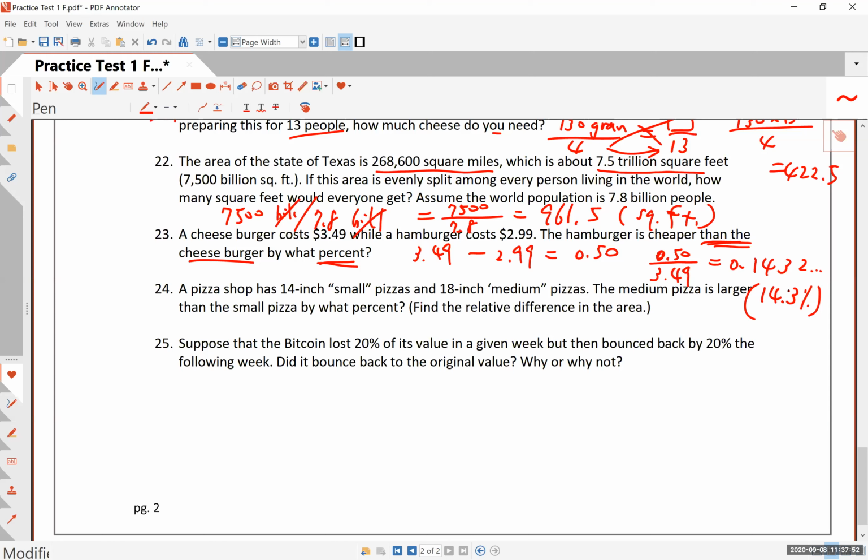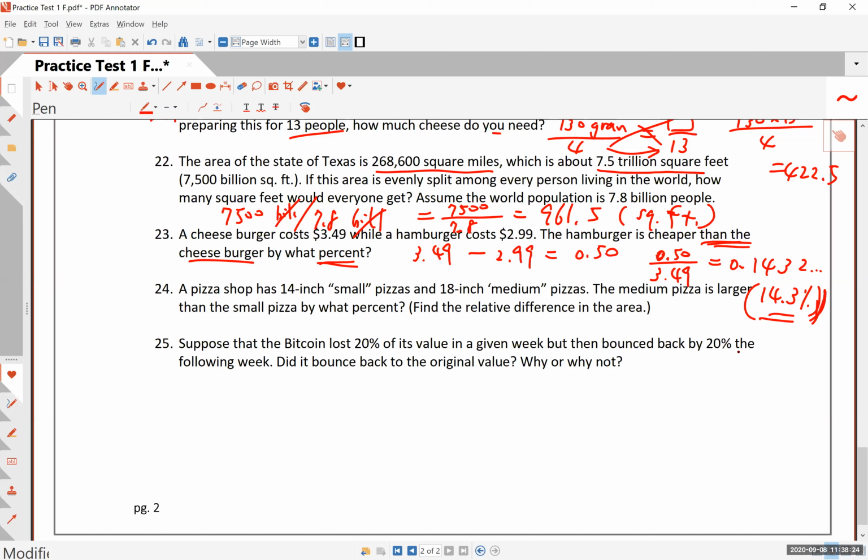Get that? Now, the tricky thing is you cannot use this number in the reverse way. You cannot say that the cheeseburger is 14.3% more expensive than the hamburger. The number will be bigger than this, because in that comparison, the price of the hamburger would be the reference number. When you say that the cheeseburger is blank percent more expensive than the hamburger, be careful to know what the reference number is.